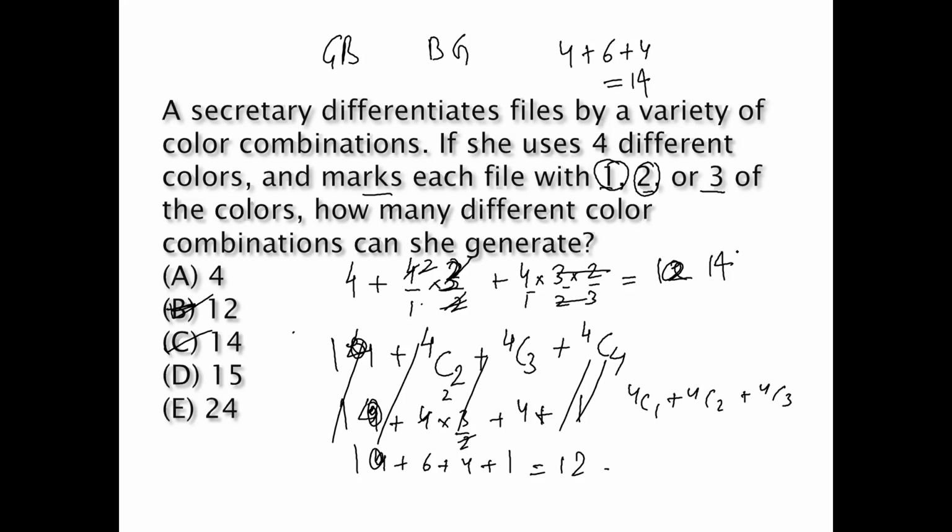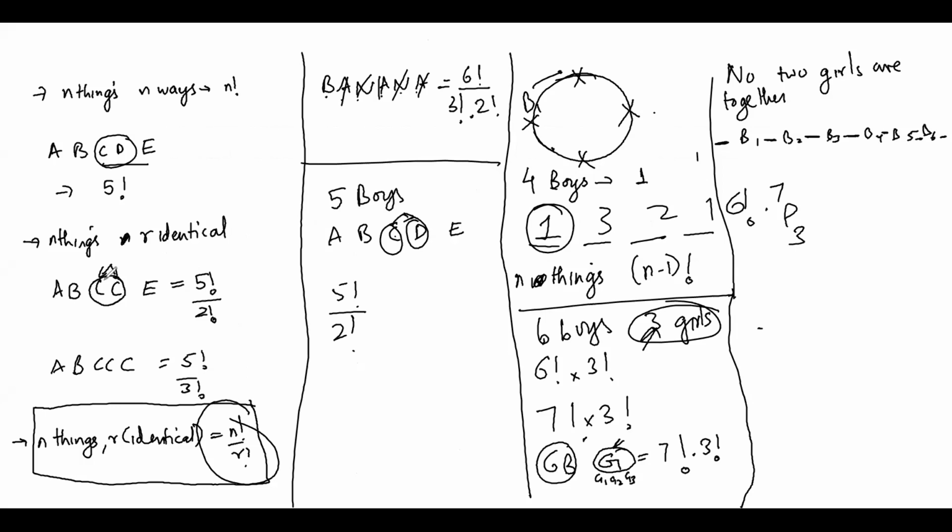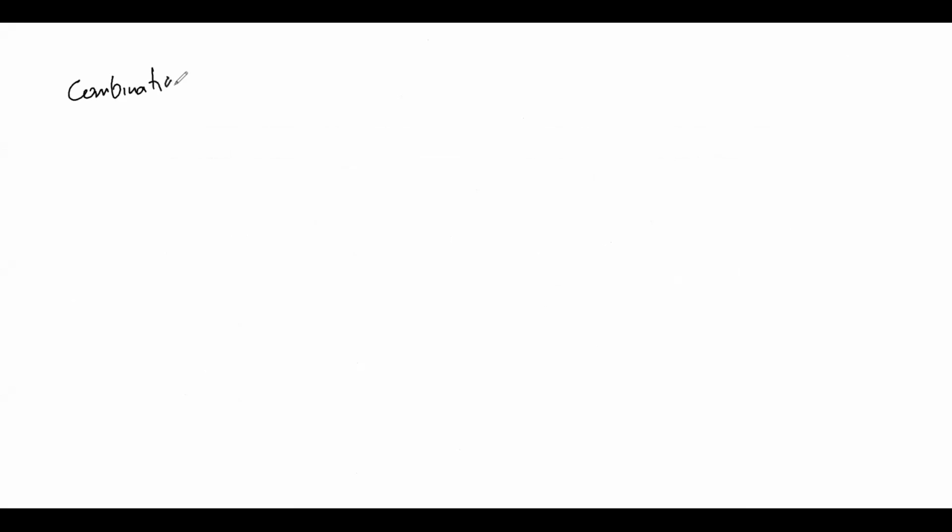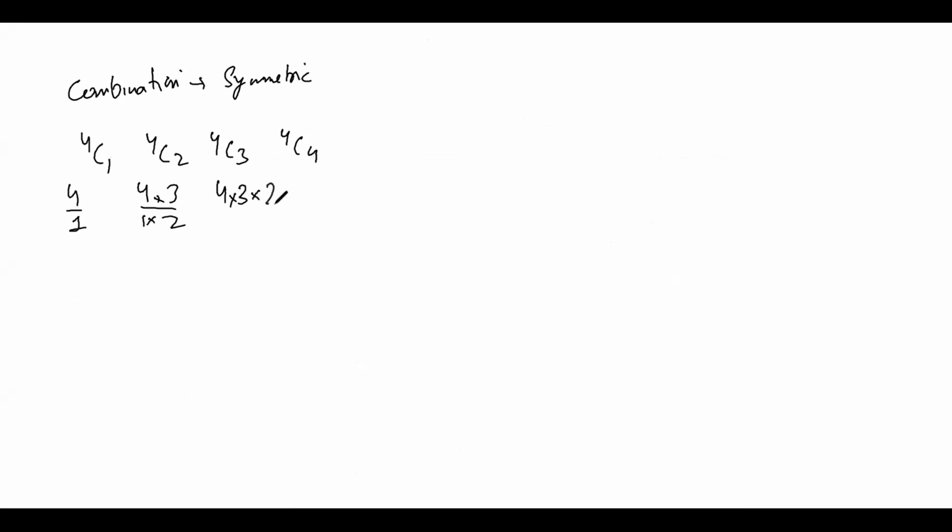Yes. Okay. Here's one small little thing that I wanted to share with you. These combinations are actually symmetric in nature. When I say symmetric, I mean 4C1, 4C2, 4C3, and 4C4. Here you're going to have 4 over 1. Here you're going to have 4 into 3 over 1 into 2. Here you're going to have 4 into 3 into 2 over 1 into 2 into 3. Here you're going to have 4, 3, 2, 1 over 1, 2, 3, 1, 2, 3, 4. So you can see what is happening is this gets cancelled, right? So essentially, 4C1 is actually equal to 4C3.